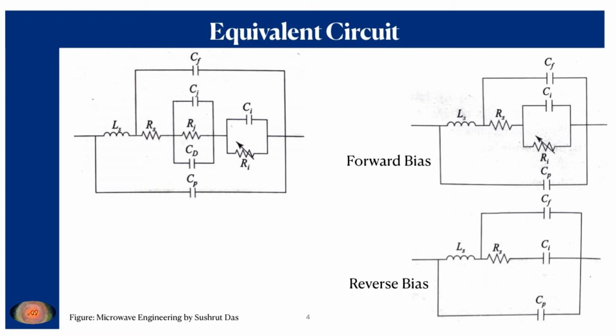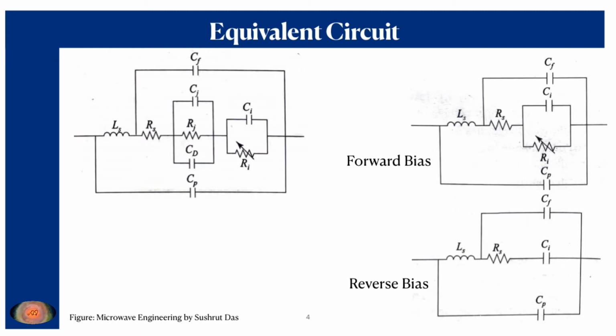And these are the two most important parts: the capacitor associated with the intrinsic region, and this variable resistor associated with the intrinsic region. That is why the variable symbol is placed over here, and this resistor is only for the intrinsic region.